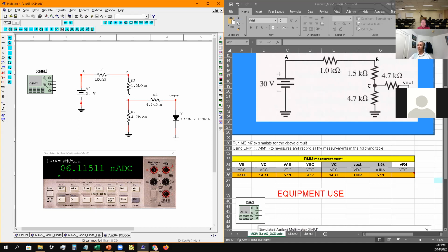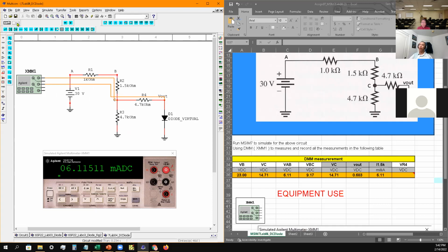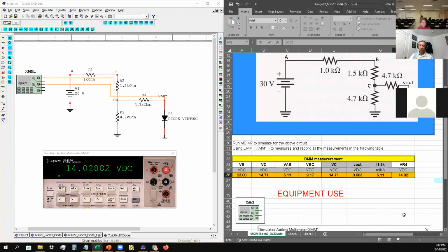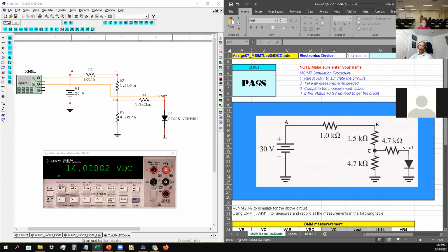So VR4, in this case, we don't have to do any calculation. We just measure. Okay, so reconnect that one again. VR4 is between C and out. So this one had to be the high side at C. The low side is going to be at the out, V out. Turn on and change it to voltage because that's what we want, so back to DC volt. Turn on your simulation, collect your data. Okay, so that's giving you about 14 volt, 14.02.